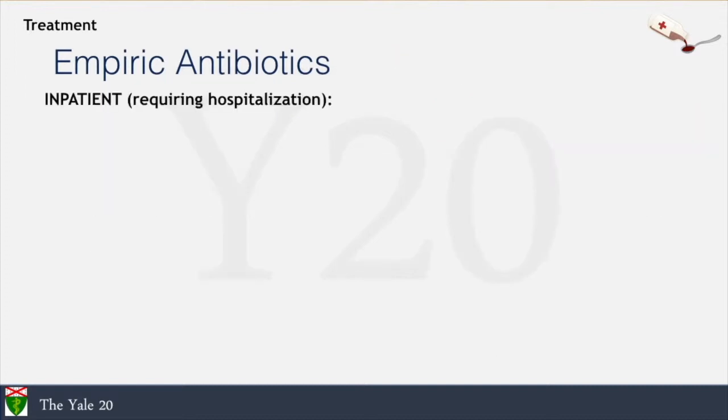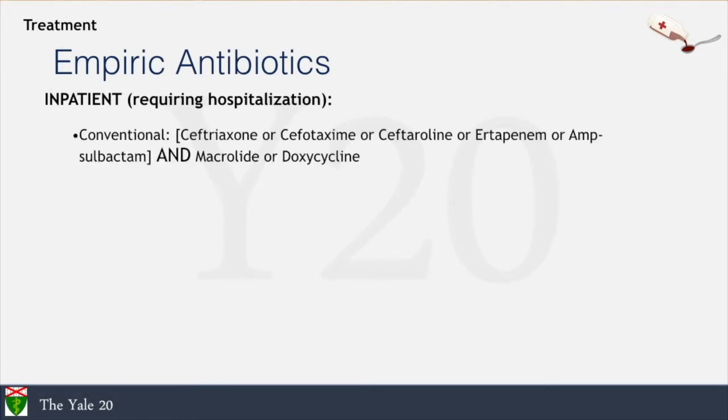Now let's move to empiric inpatient antibiotics. So these patients are a little sicker. They really need to be in the hospital. So for this group, the convention has typically been to do a beta-lactam, like a cephalosporin, or even a penem or something else, and one of those more atypical coverage antibiotics, like a macrolide or doxy.